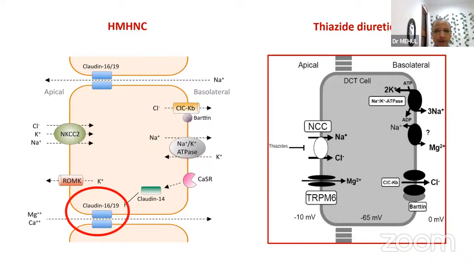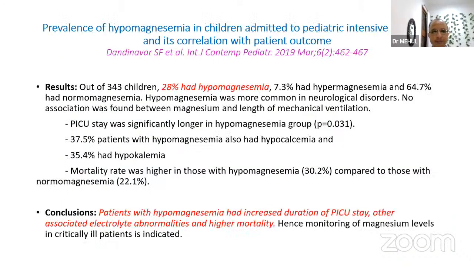When we use thiazide diuretic, we are blocking the sodium chloride co-transporter on the upper membrane of the DCT cell, and inhibition of this transporter has an inhibitory effect on the TRPM6 transporter. How this inhibition downregulates the TRPM6 transporter is not exactly known, but because of downregulation of this transporter, magnesium reabsorption is inhibited, and hence there is increased magnesium loss in the urine, contributing to hypomagnesemia.